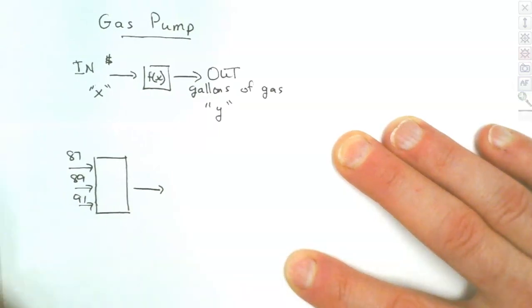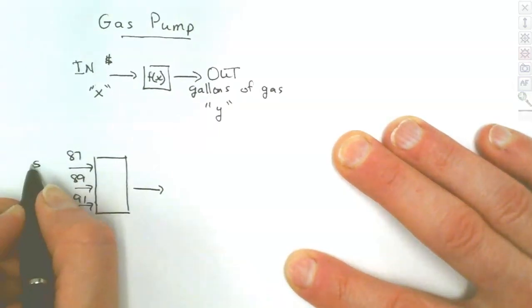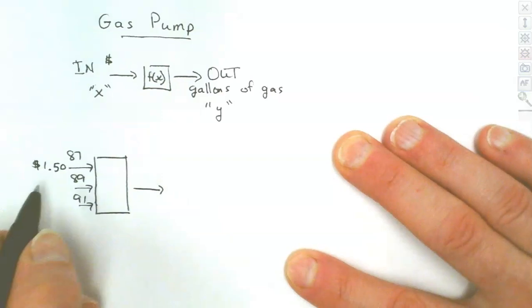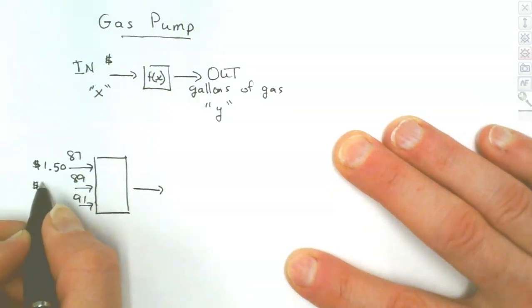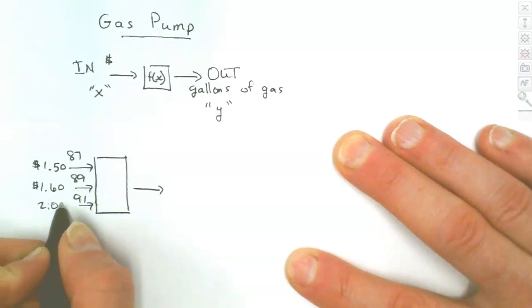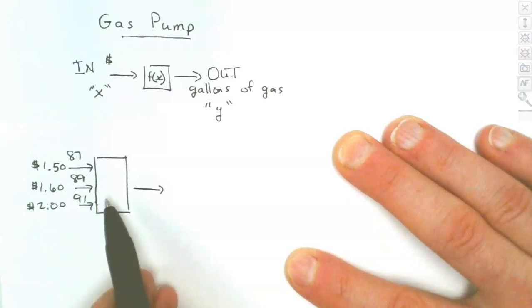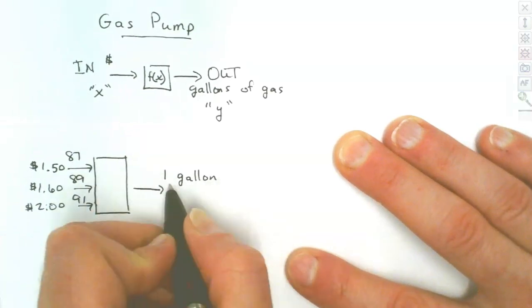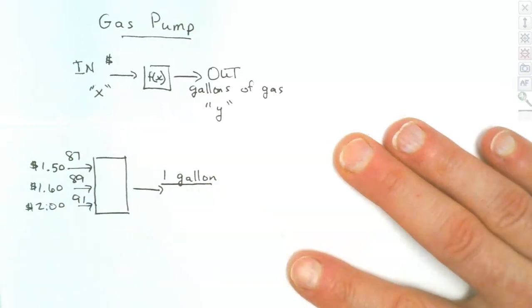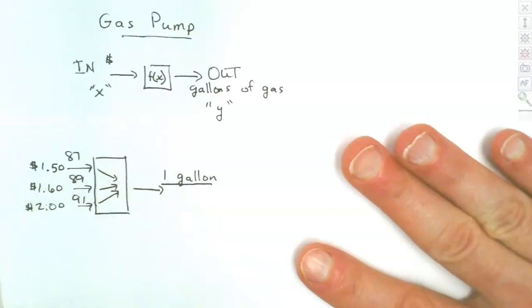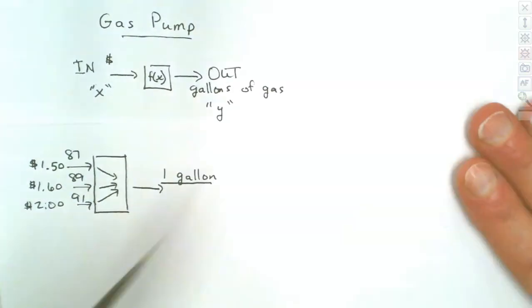Now they cost different amounts. So let's say the 87 costs $1.50. The 89 costs $1.60. And the 91, let's say that's $2. So these are different prices of gas, but either one that I pick gives you out 1 gallon of gas. So different X values can go to the same Y value, and this is still a function.